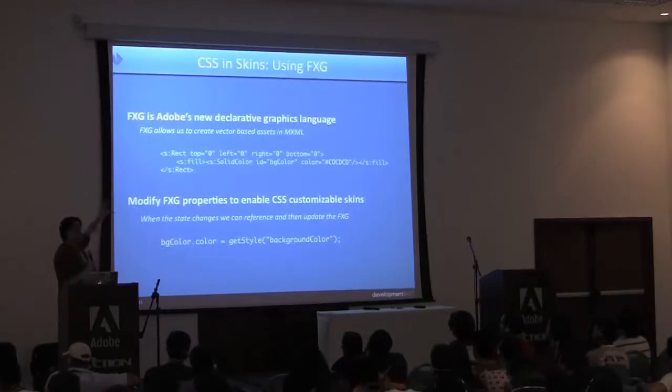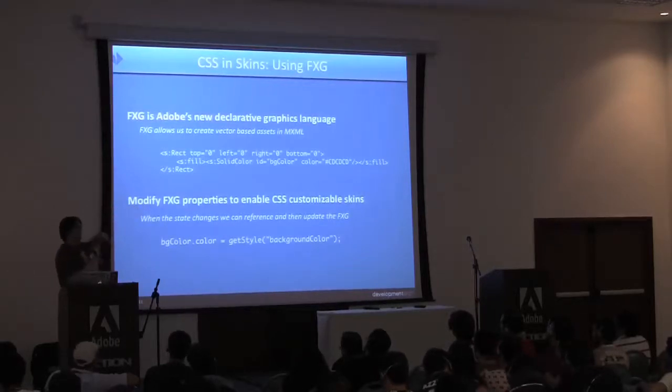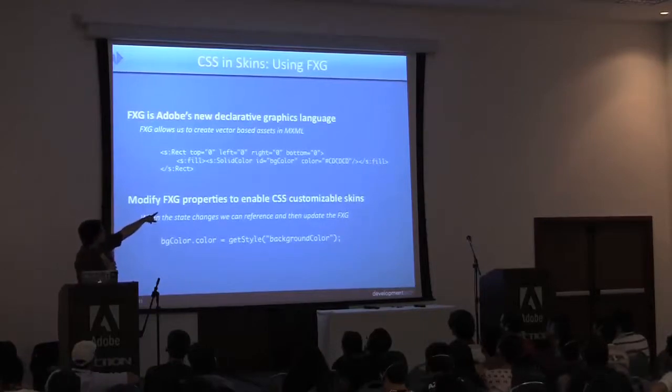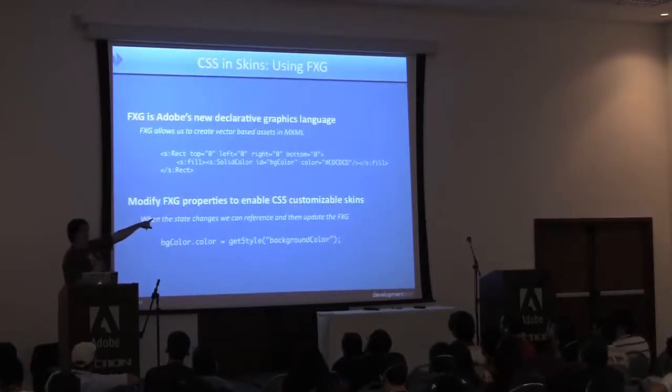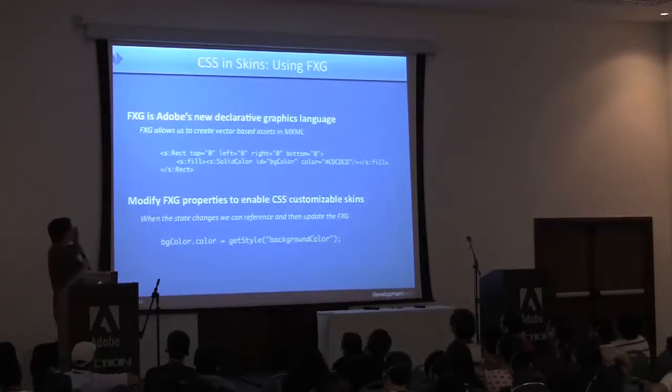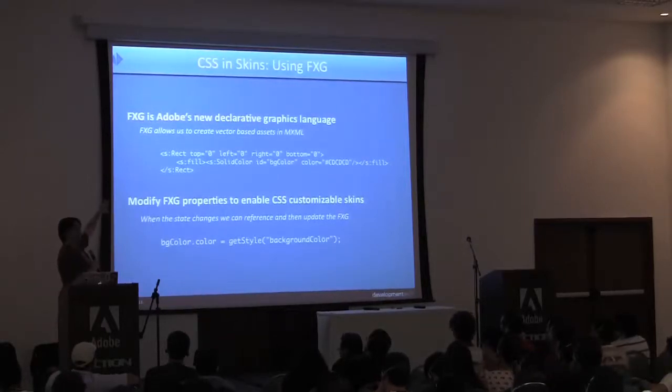Here's a really, really simple example: I am drawing a rectangle. I'm setting its top, left, right, and bottom to 0. That means that as my component scales, my rect will grow with it. So it's pretty much setting the width and height to 100%, right? And then I'm saying give it a fill of solid color with an ID of BG color, and then give it a value, right? I could use a gradient, I could define another property for stroke, I could apply shadows. All that is supported inside this FXG syntax.